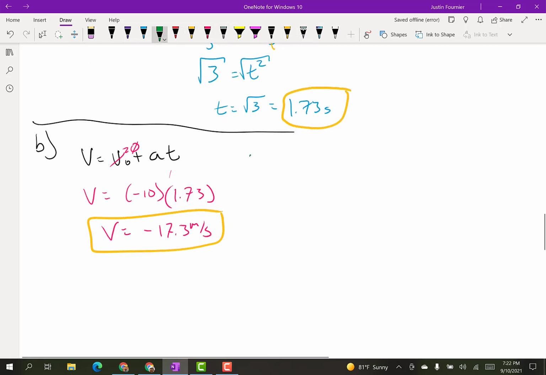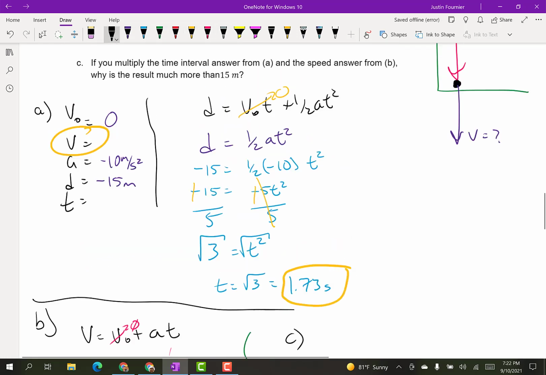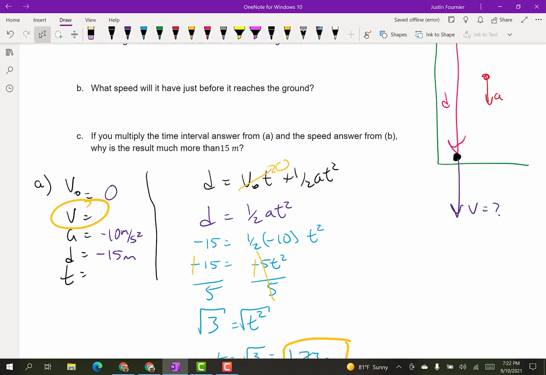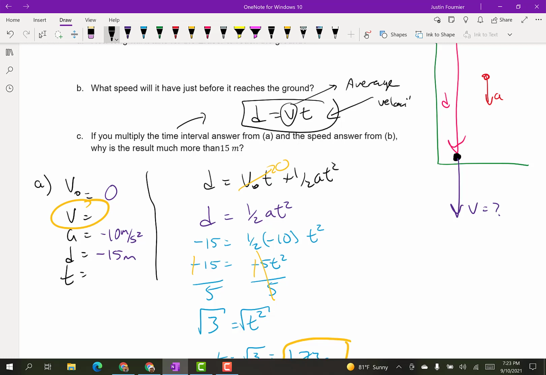All right, so lastly, we got part C. I'll do over here. If you multiply the time interval answer from A and the speed answer from B, why is the result much more than 15 meters? So what they're saying here is if you multiply the time interval, the time, multiplied by the speed, how come you don't just get the displacement? And the reason is that this basically means the average velocity. However, this object is accelerating.